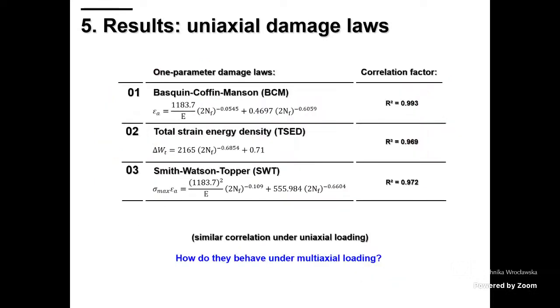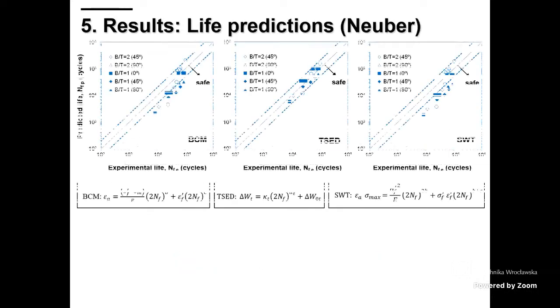So in conclusion, regarding the 1 parameter damage loss, we now have 3 equivalent methodologies to fit the data, but the question is, how do they behave under multi-axial loading? Can we assume that they will behave in the same way? So I would like to answer this last question.